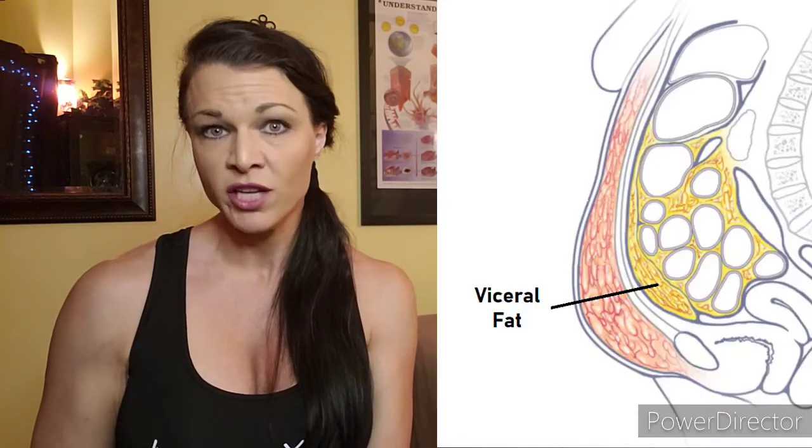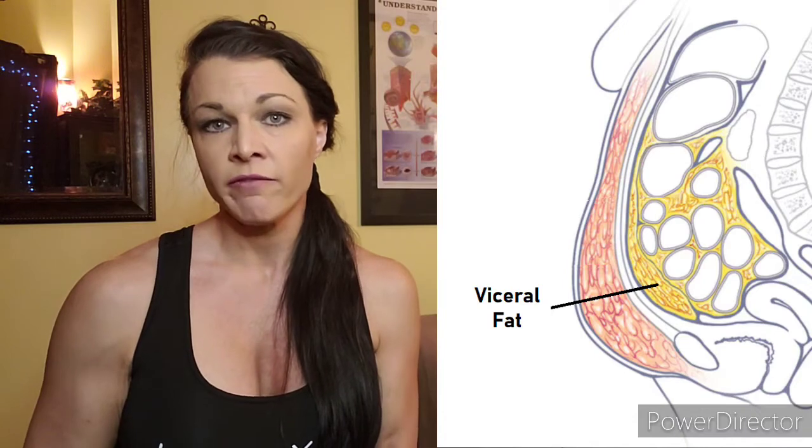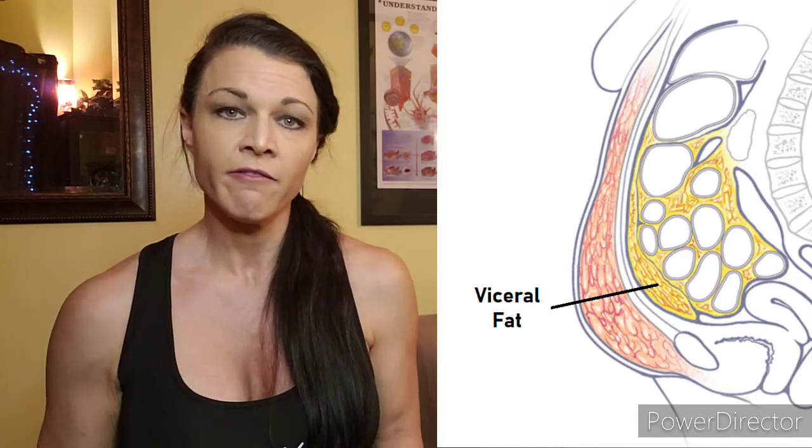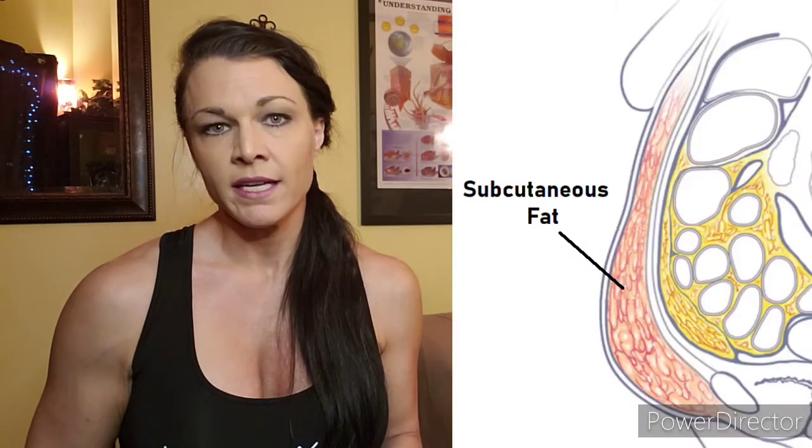The first place that we see it is inside the abdominal and chest cavities surrounding our viscera or internal organs, and this is what we refer to as visceral fat. The second place that we find it is our focus today, and that is the layer just below the dermis in the skin called the subcutaneous fat.